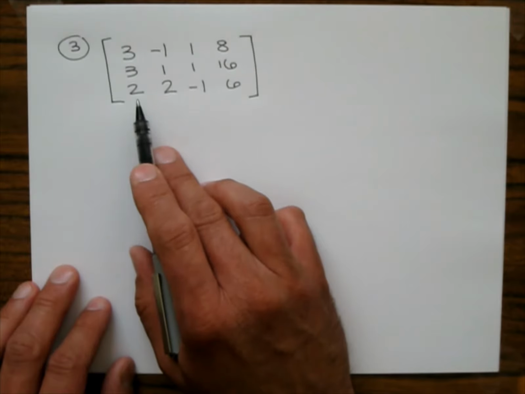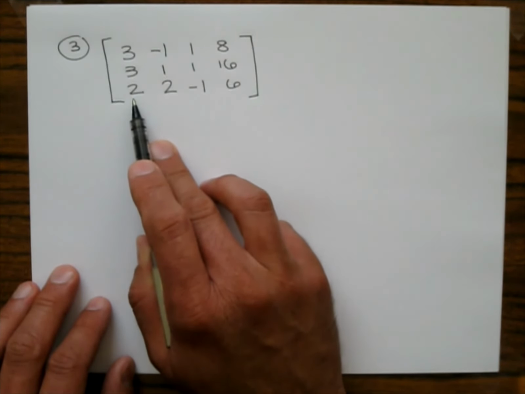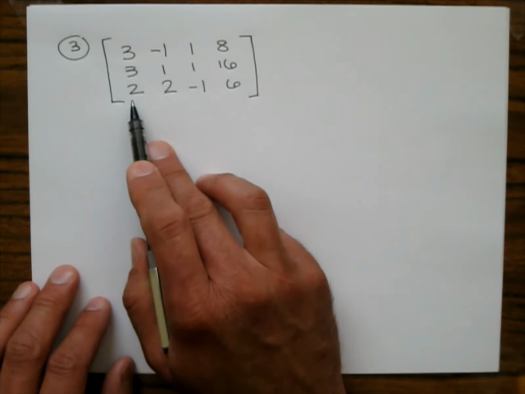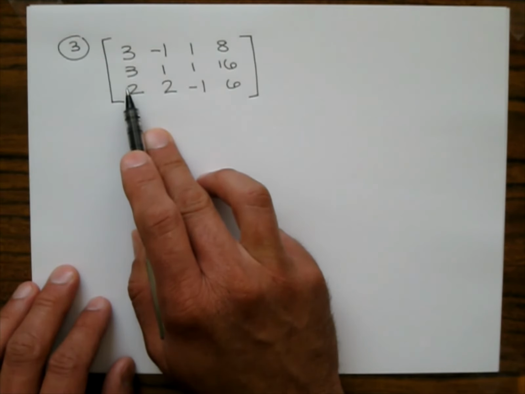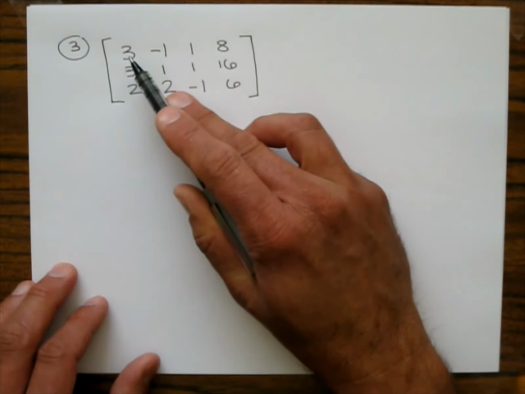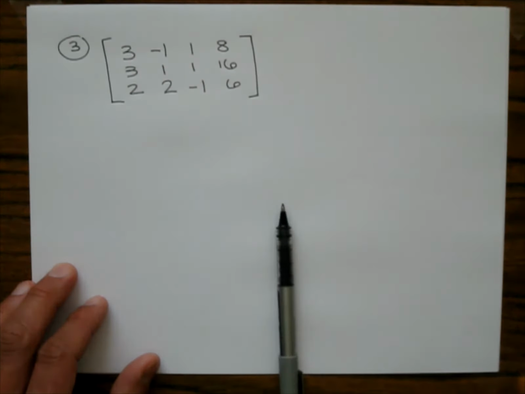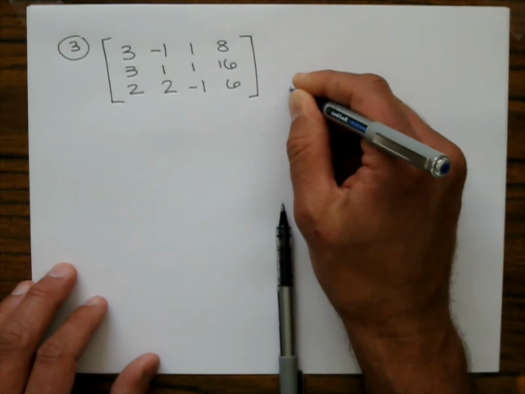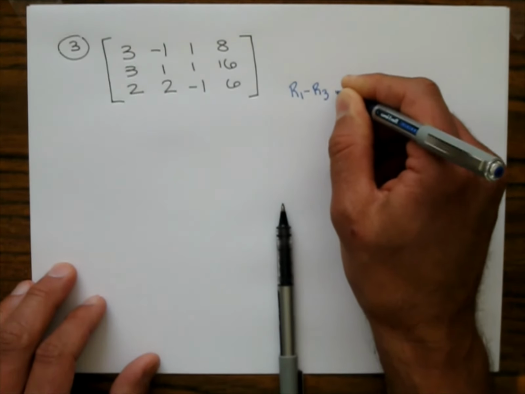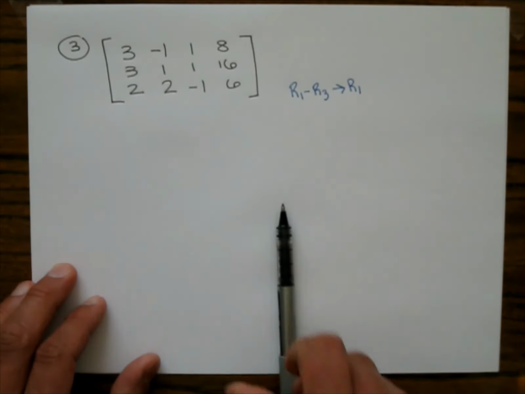I'm going to do this problem twice. The first time I do this problem, I'm actually going to try to be clever to get a 1 somewhere. So I see a 3 here and a 2 here. So I could actually go 3 minus 2 gives me 1. The machine language on this would be R1 minus R3 gives me the new R1, the new row 1.